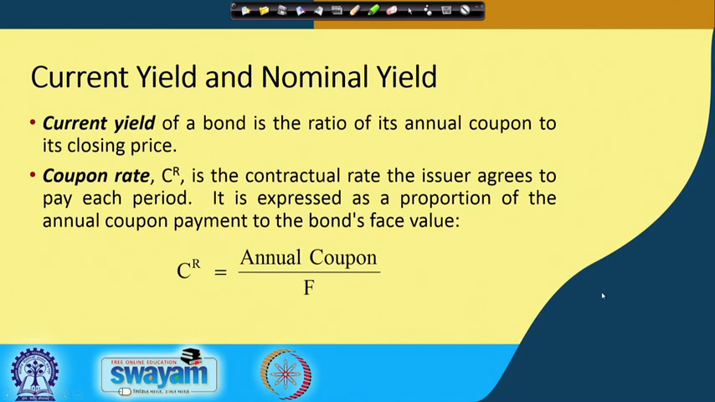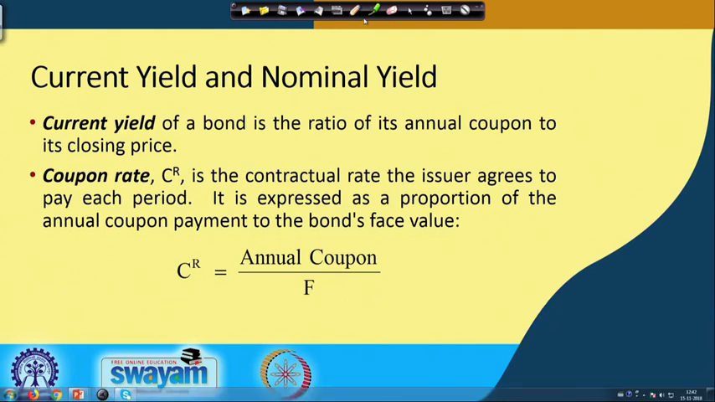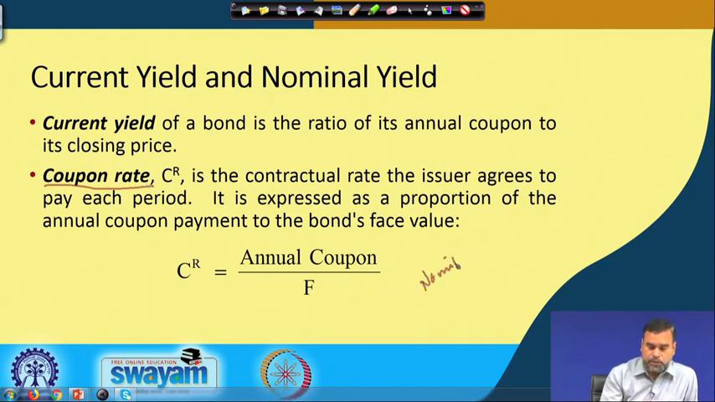Whenever we talk about yield, there are different types of yield we come across, and today we will be discussing what those different types of yields are and how they are calculated. First of all, all of you have already heard about the concept of the coupon. The coupon rate is also a type of yield, which is called the nominal yield.